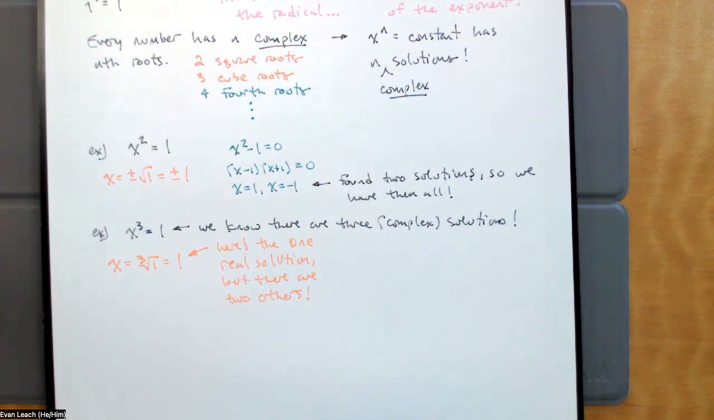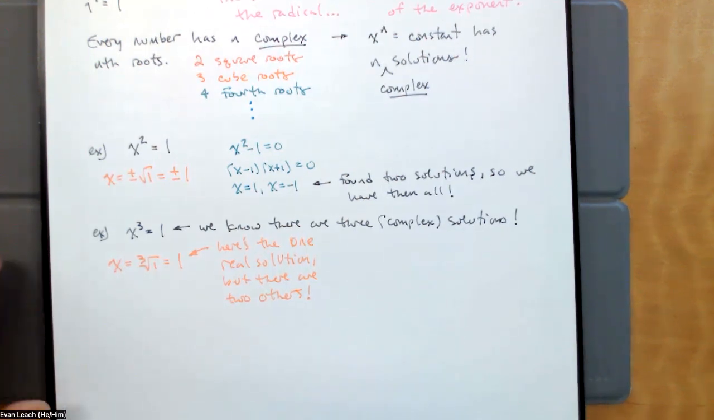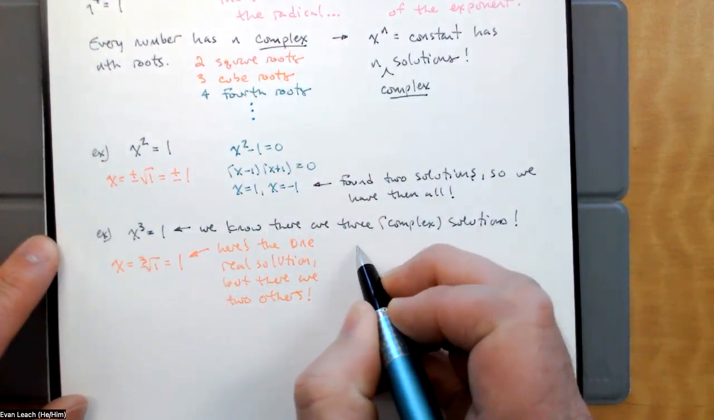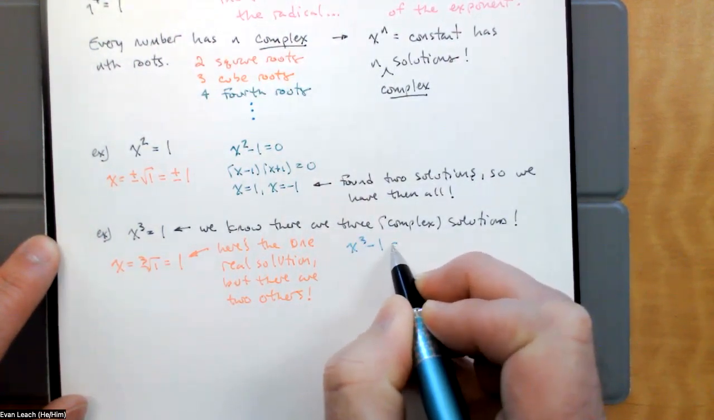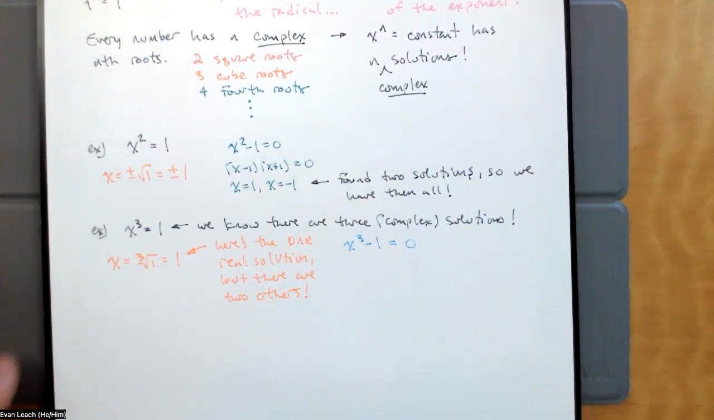To help us deal with this, we're going to think in terms of algebra and polynomials. I'm going to do the same thing that I did in the previous problem. I'm going to take my x cubed equals 1, and I'll subtract 1 from both sides to make a polynomial. Then we can factor. So I'm going to rewrite this as x cubed minus 1 equals 0. And then I'm going to factor using the difference of cubes.